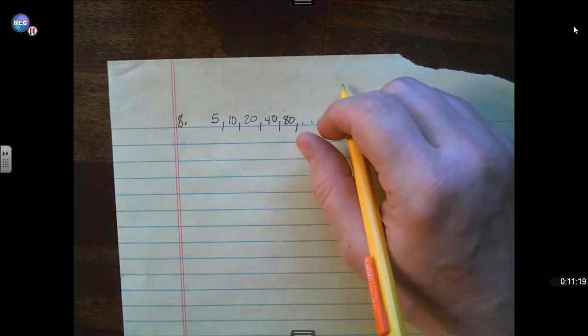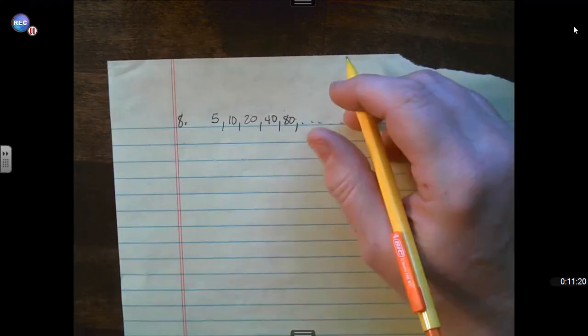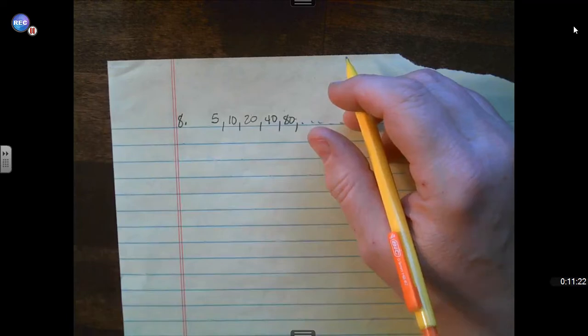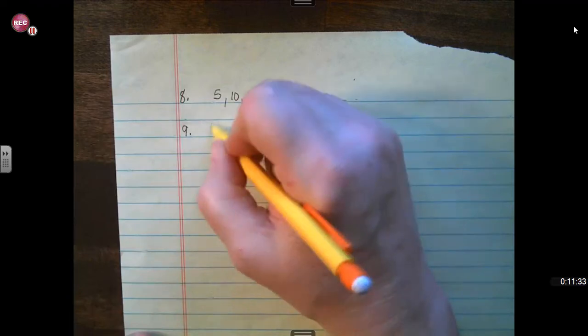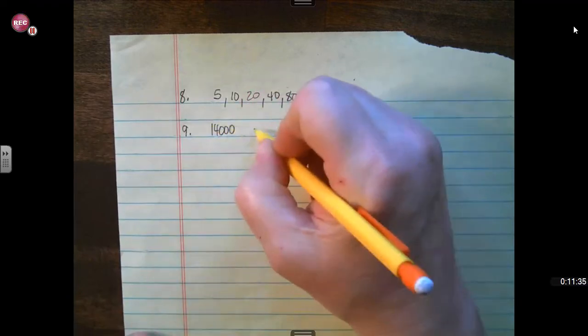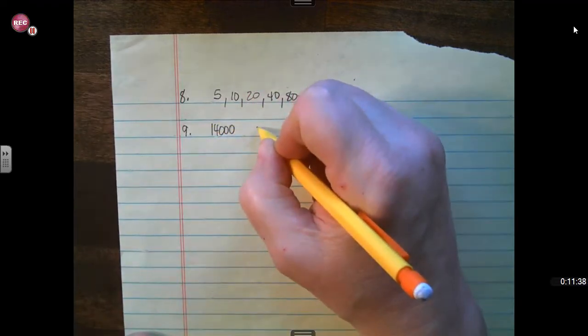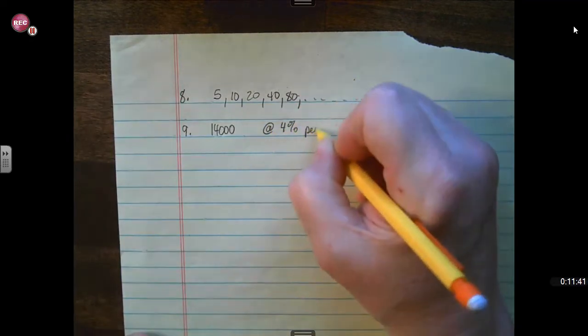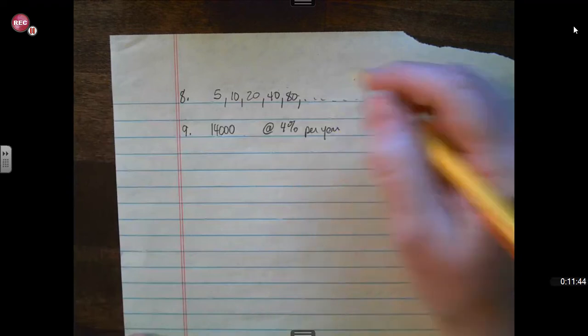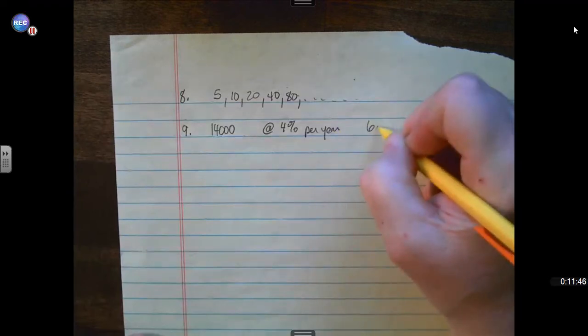And that's all that they're asking there. It's vocabulary in nature. So constant ratio, common ratio, we call this thing both of those. Okay. Population of a town is 14,000, and it grows at a rate of 4% per year. What will the population be in 6 years?